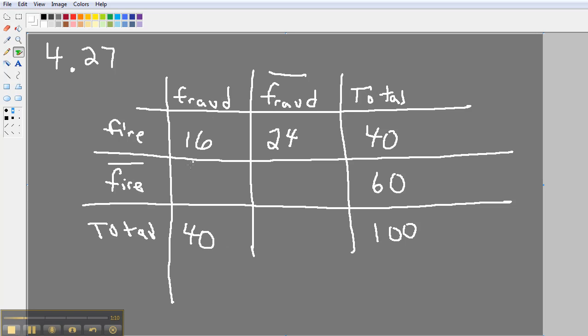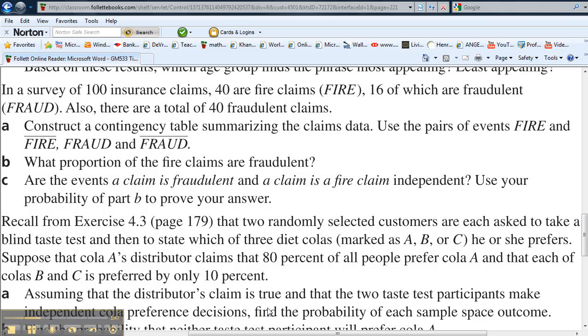Notice what's going on here. These are the same values. Awesome. Normally this doesn't happen, but it does happen at times. When these are the same values, this means something, and they're probably going to ask a question referring to this. 24 plus something is 60, this is 36. And 40 plus something is 60. From this I can calculate different probabilities, but it looks like these are going to be the same. Interesting. Let's look back at the problem.